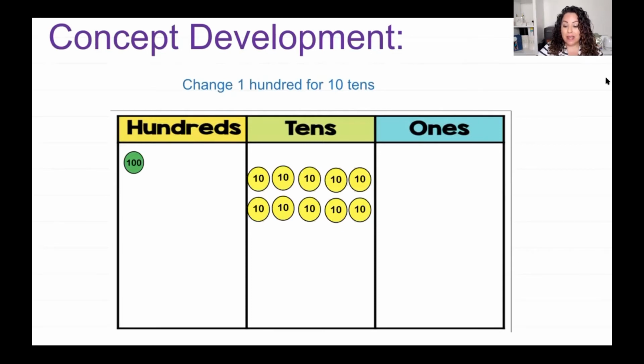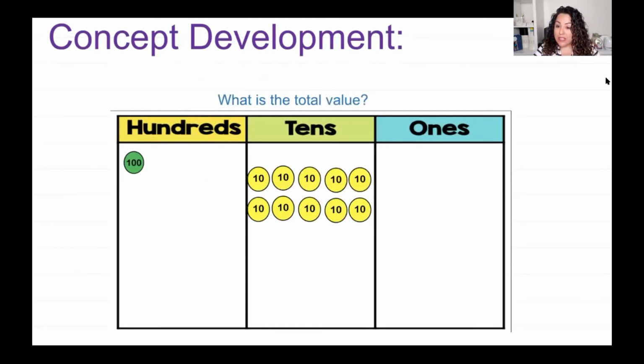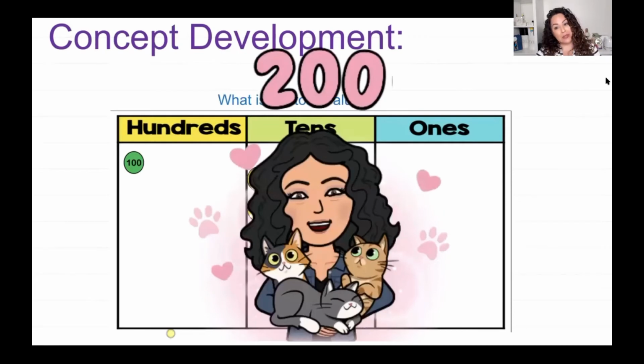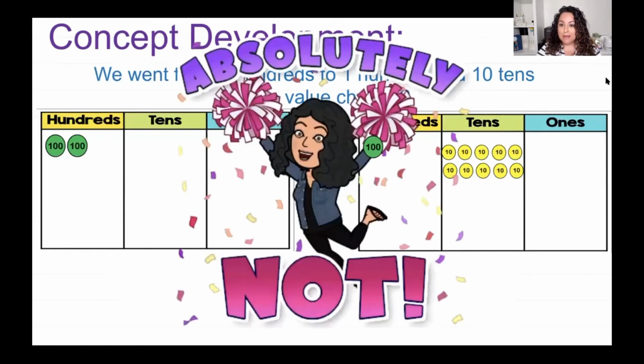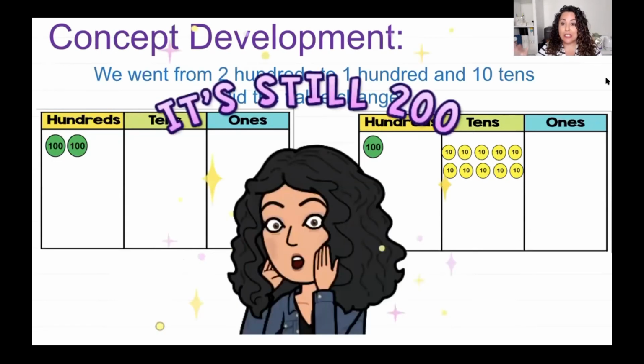So does the value change? What is the total value? Well, I have 100 and then I have 10 tens. So 10, 20, 30, 40, 50, 60, 70, 80, 90, 100. So it's like I have 100 plus 100. So this equals 200. So let's go ahead and compare our two charts. We went from 2 hundreds to 1 hundred and 10 tens. Did the value change? Absolutely not. It did not change. So what did I have? I had 200. It's still 200, and it doesn't matter which way I wrote it.